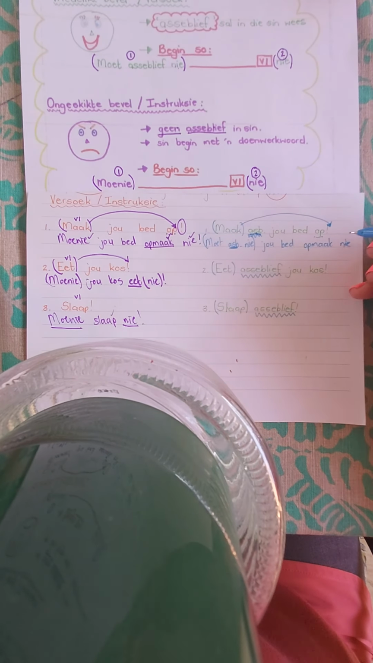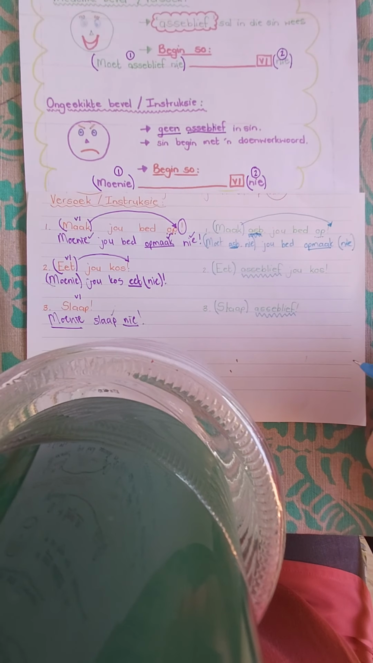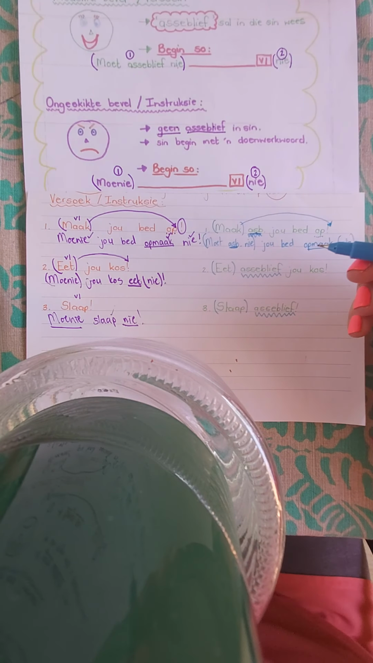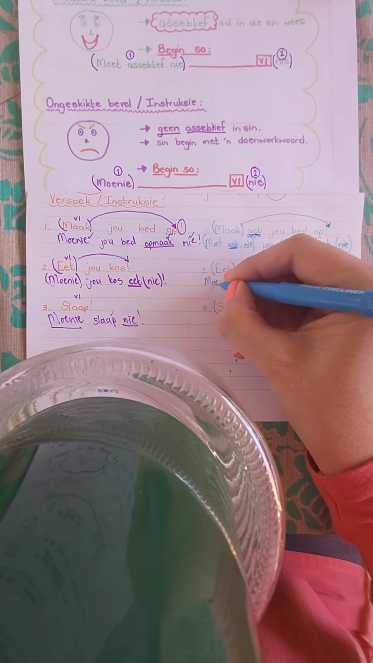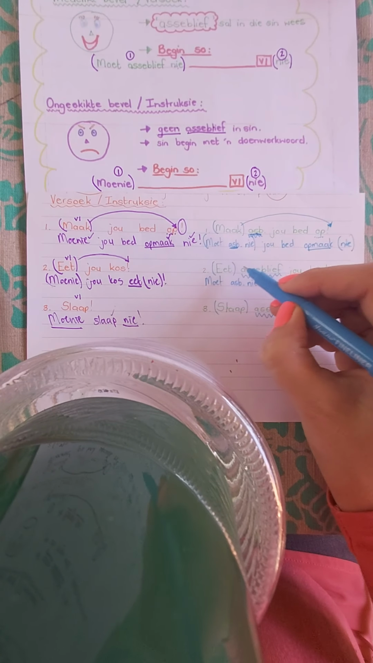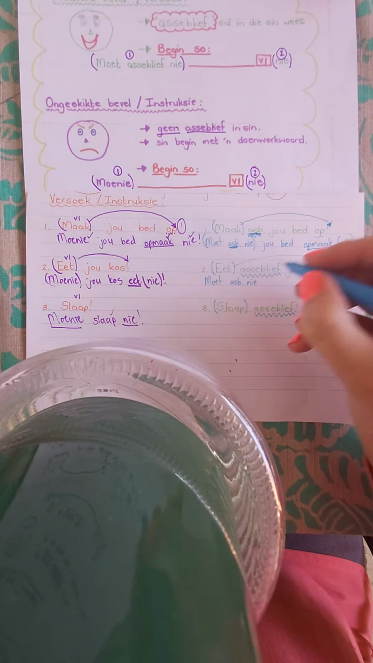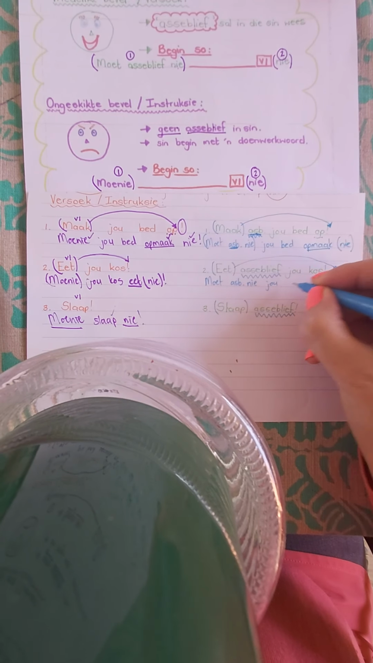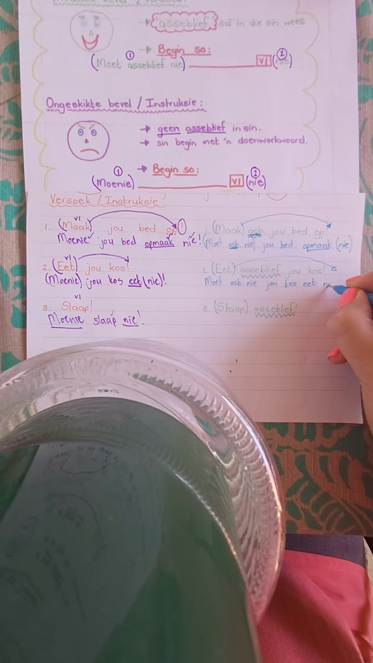Do I have my 2 negatives? Yes, I do. Is my verb at the end of the sentence? Yes, it is. In the next sentence, eet asseblief jou kos. Moet asseblief nie. It goes to the end of my sentence. Moet asseblief nie jou kos eet nie.